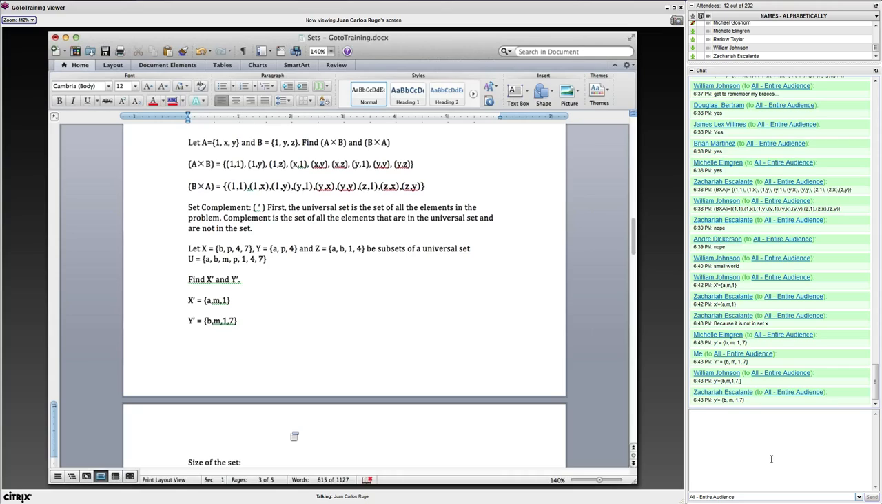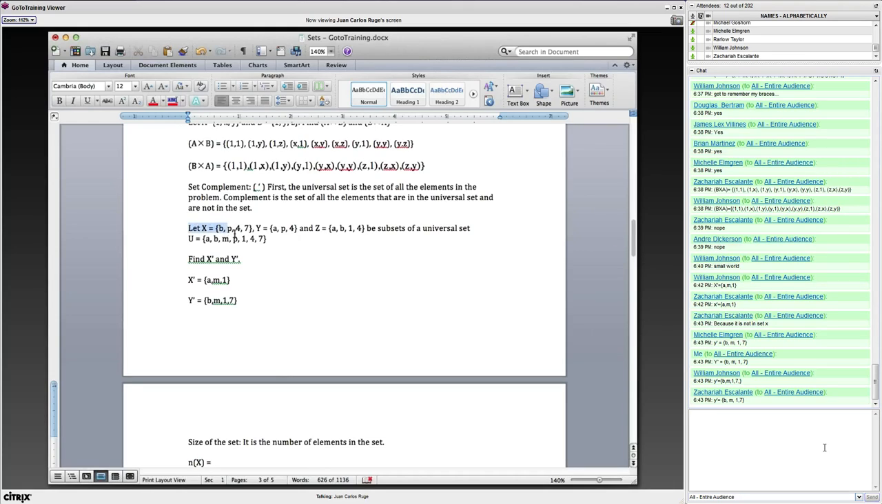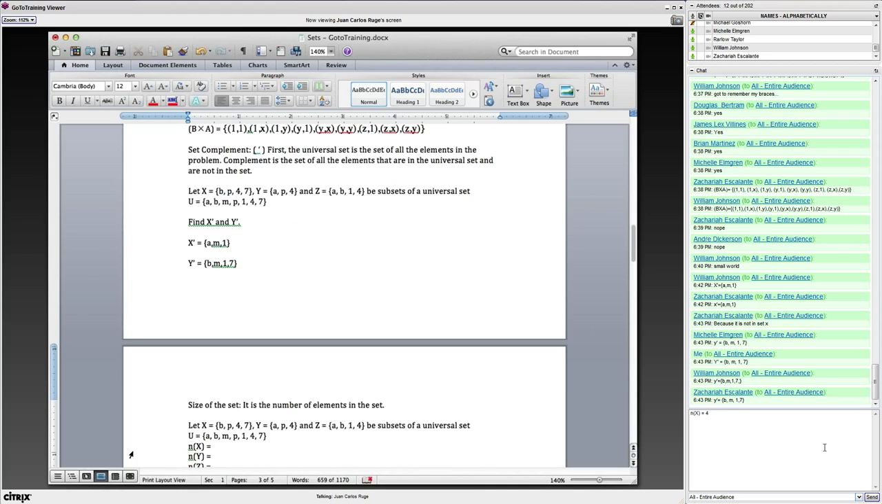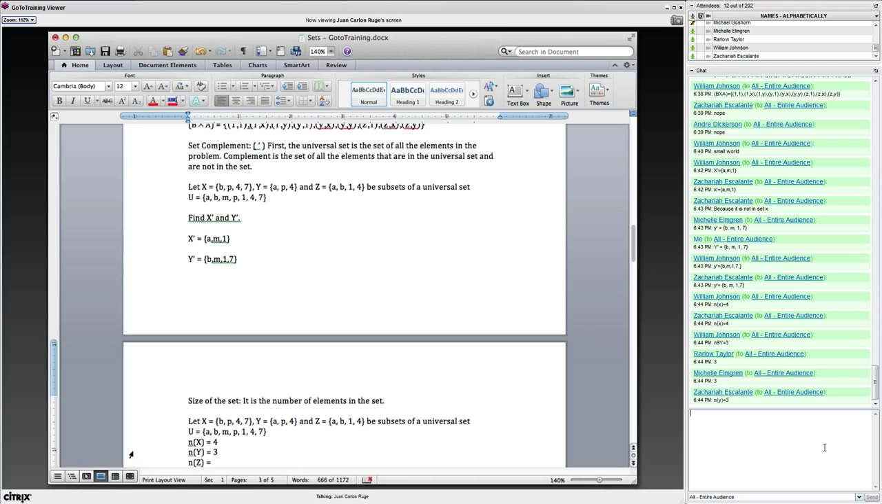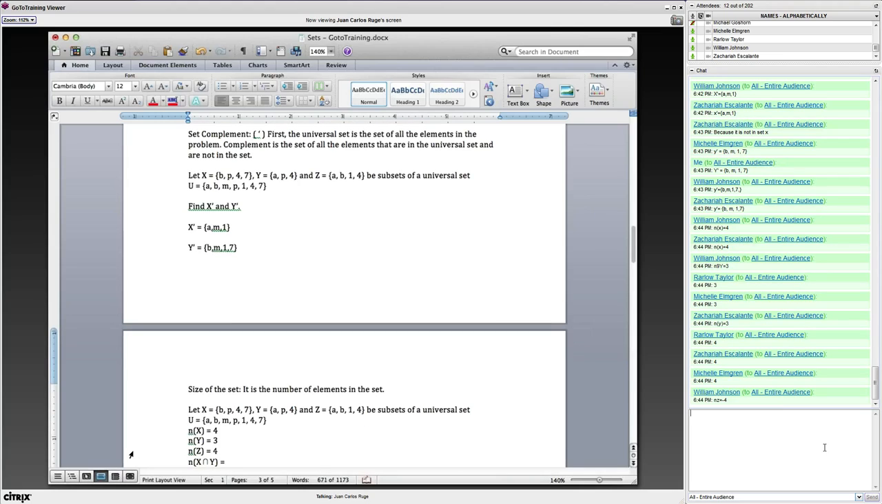Next part, the size of the set. It is the number of elements in the set. That's the size of the set. So the only thing you have to tell me is the number of elements. There are 3 elements, there are 4 elements, there are 5, 10, 1 million. That's all. So, I'm going to come back here and I'm going to copy this part. Okay. First of all, tell me, what is the number of elements in X? Well, William, thank you. 4. Number of elements in Y? 3, yes. Number of elements in Z? 4, thank you. Number of elements in the intersection of X and Y?